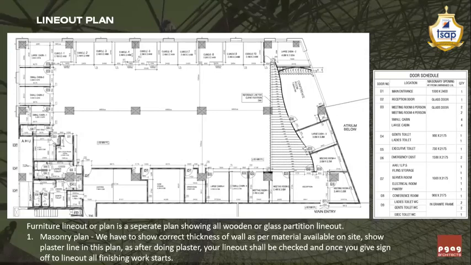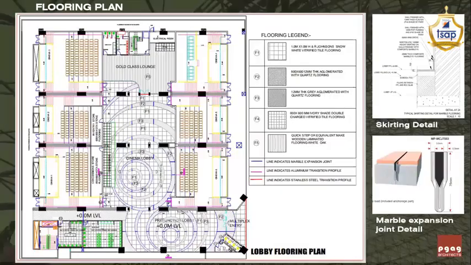Now we will go to the next slide. As I have explained to you in the last presentation, the flooring plan. This is showing a flooring plan of the multiplex Vashi, which you have already seen in the last presentation. The flooring plan: what all information you are supposed to show on the flooring plan.